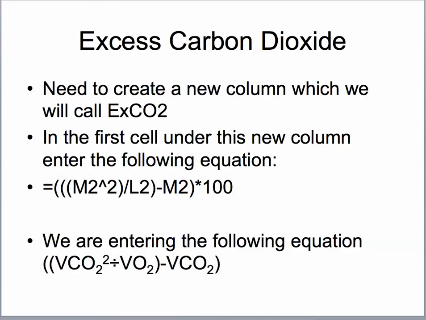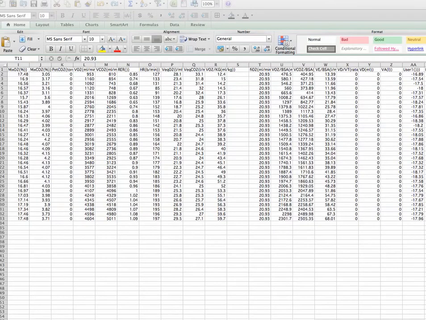So the next thing that we're going to do is talk about how to determine a ventilatory threshold using the excess carbon dioxide method. With this method, you're not so lucky. You need to create a new column in your Excel file, and we're going to call it EXCO2. And we are back here on our Excel file. I don't think it matters where you put the column, just as long as you remember where you put it.